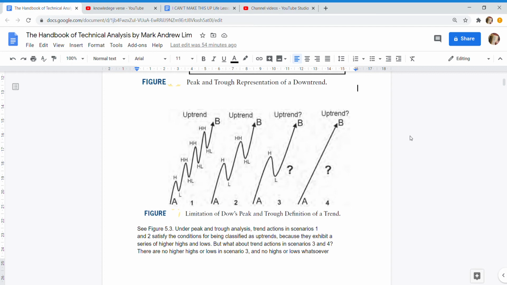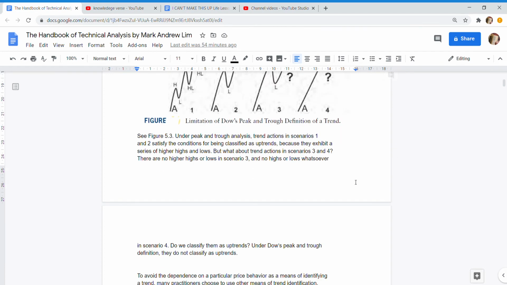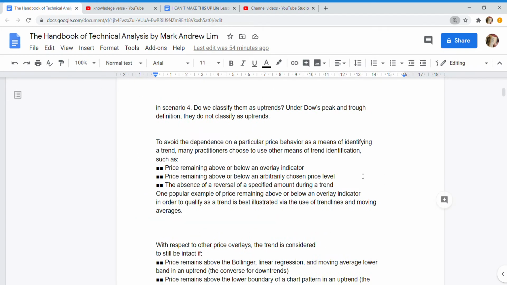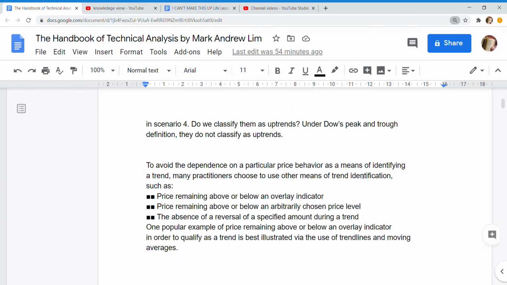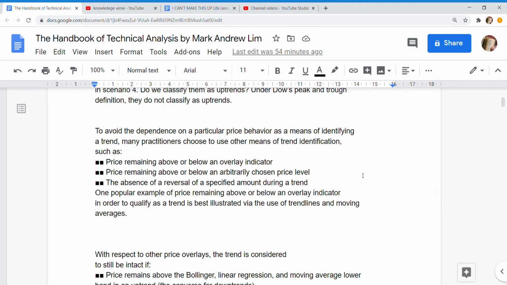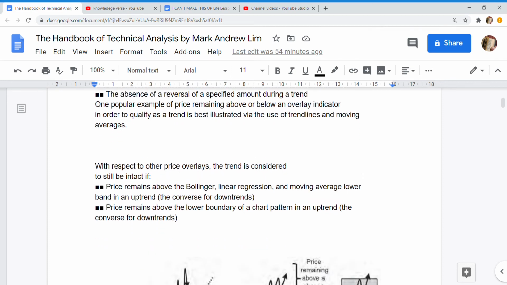To avoid the dependence on a particular price behavior as a means of identifying a trend, many practitioners choose to use other means of trend identification, such as price remaining above or below an overlay indicator, price remaining above or below an arbitrarily chosen price level, or the absence of a reversal of a specified amount during a trend. One popular example of price remaining above or below an overlay indicator in order to qualify as a trend is best illustrated via the use of trend lines and moving averages.